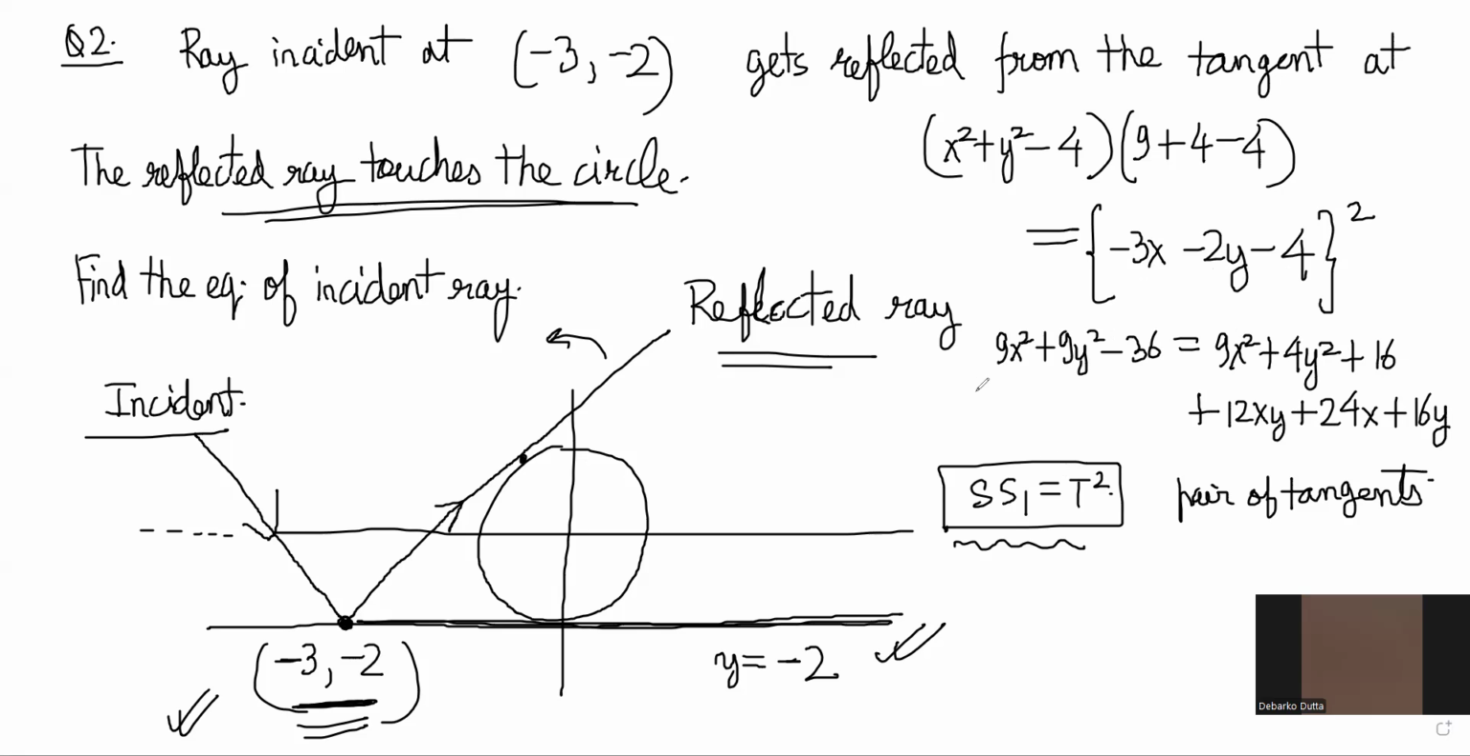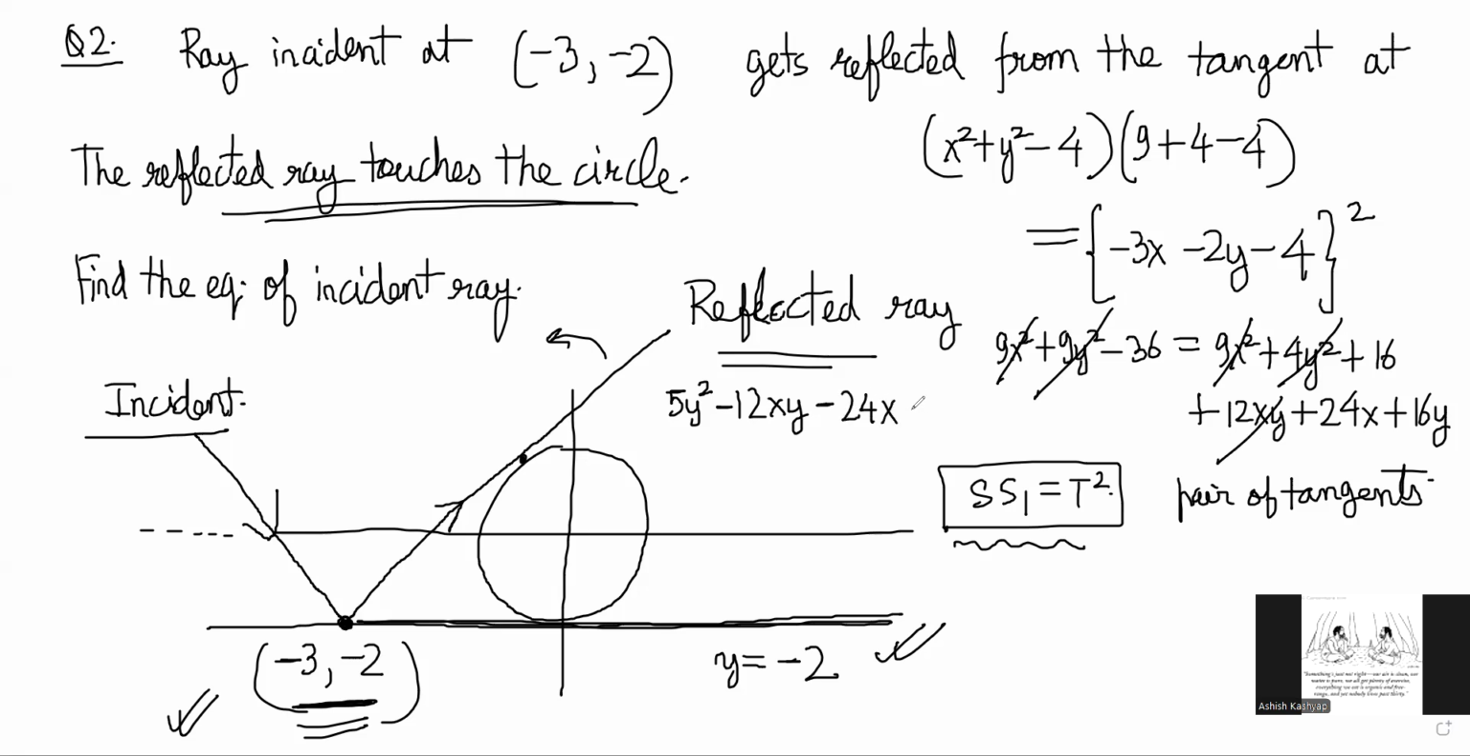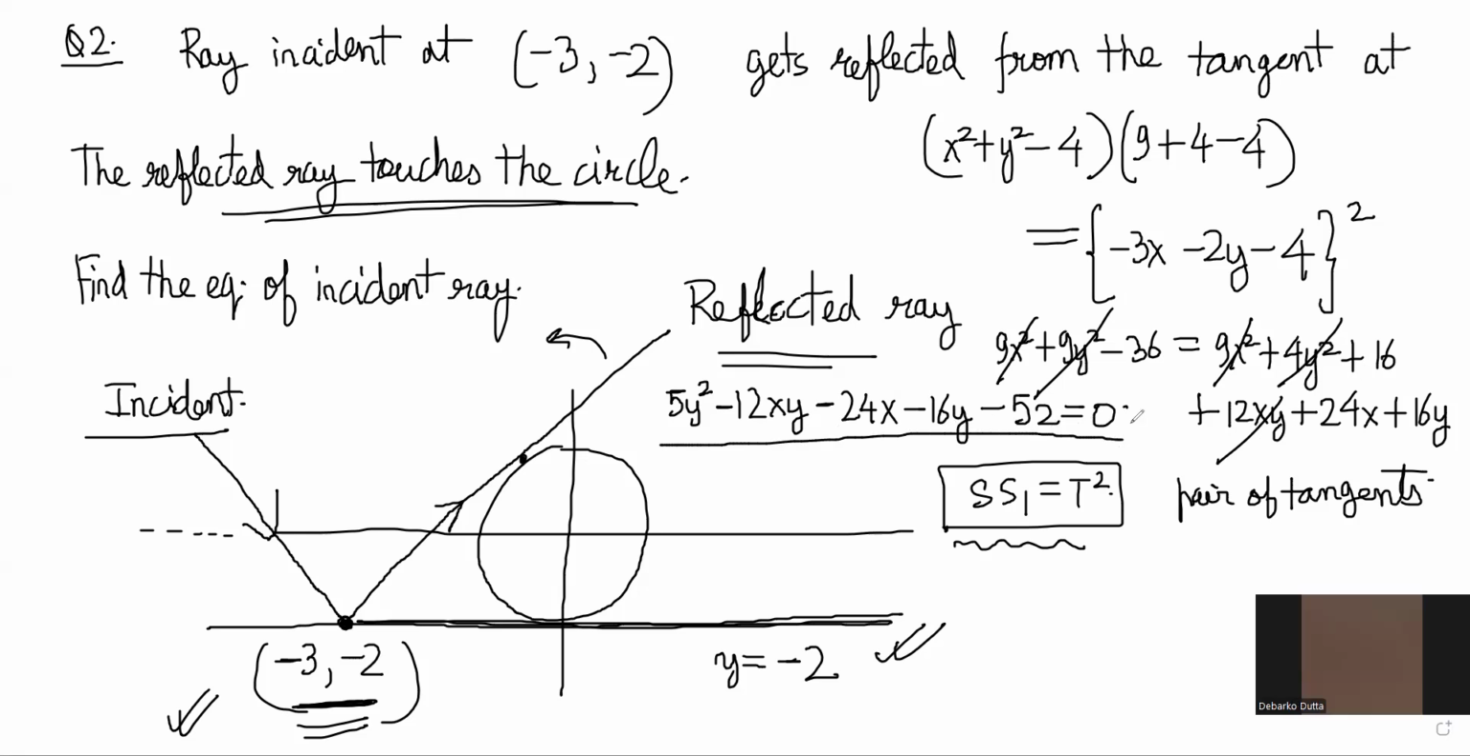Yes, sir. So 9x square gets cancelled and you will be left with some stuff. Let's write it on one side: 5y square minus 12xy. So this and this is gone. Minus 24x minus 16y and minus 16, so minus 52 equals 0, right? Yes, sir. This is the equation of my pair of tangents.